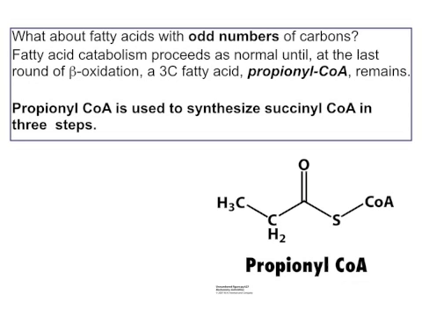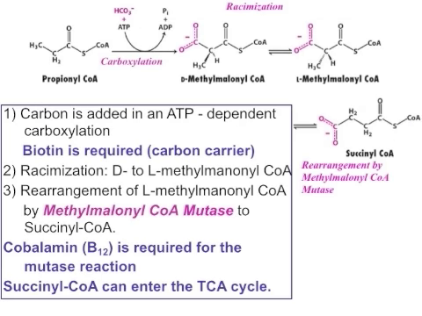What about fatty acids with odd numbers of carbons? Well, fatty acid catabolism will proceed as normal, releasing 2 carbons at a time, until the very last round of beta oxidation leaves a 3-carbon fatty acid, propionyl-CoA. This propionyl-CoA will be used to synthesize succinyl-CoA in 3 steps.